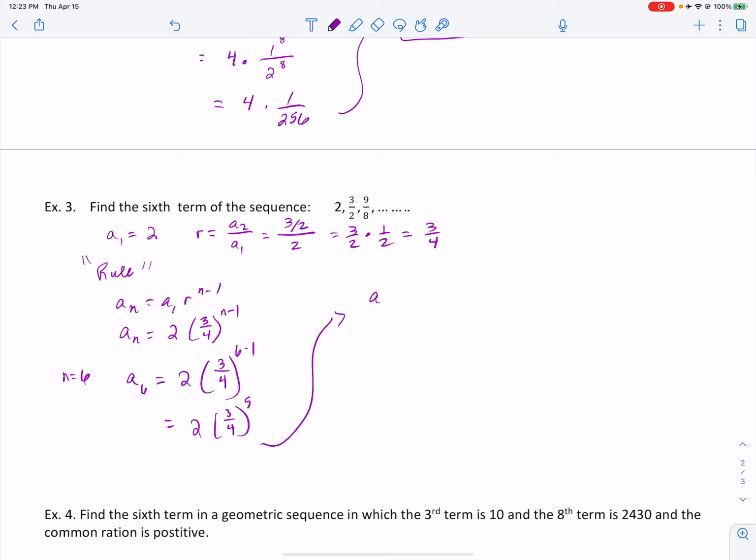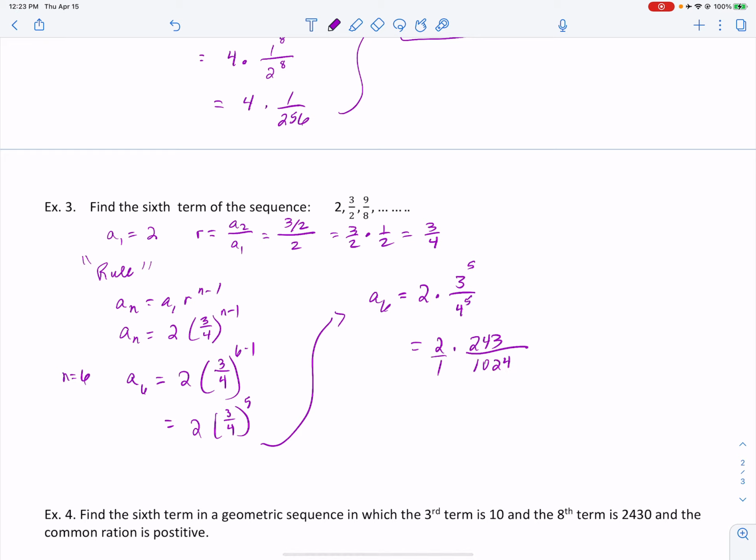So we have the 6th term is going to be 2 times 3 to the 5th over 4 to the 5th. And so I want an exact value on this, so you need to use your calculator and work on 3 to the 5th is 243. And 4 to the 5th is 1024.